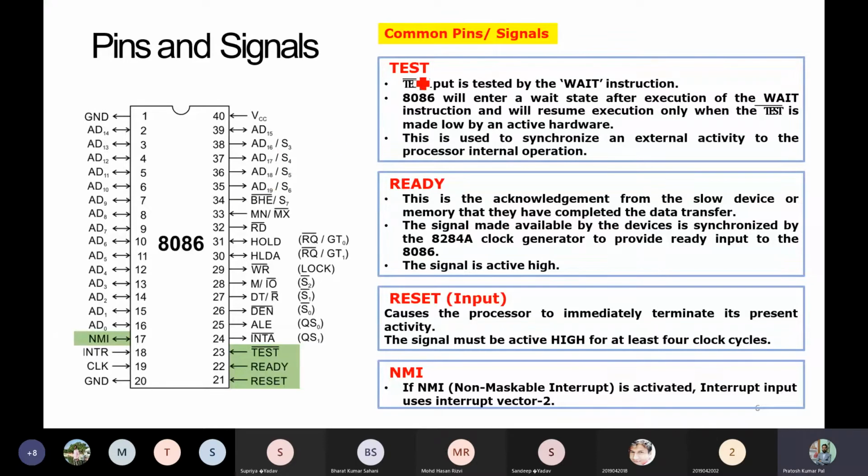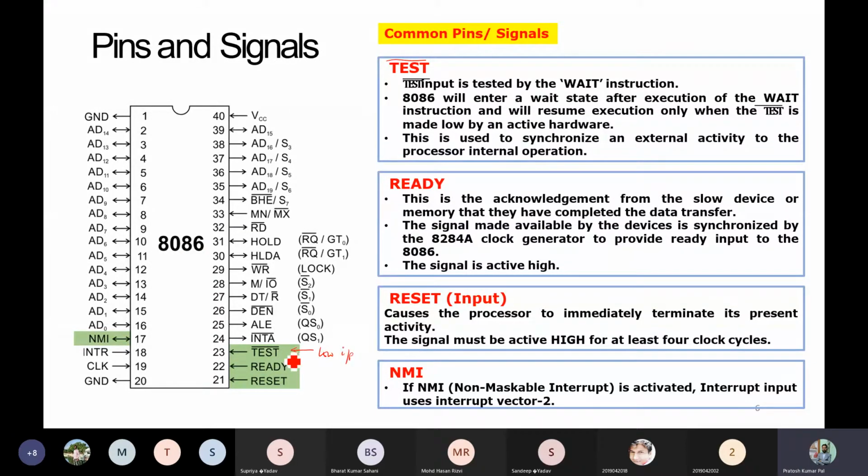So this test input is an active low pin, TEST bar. The test input is used with the wait instruction. Whenever a wait instruction is given to 8086, and if this wait is going to be over, then the 8086 should be given an active low input. A low input should be given to the TEST bar input.